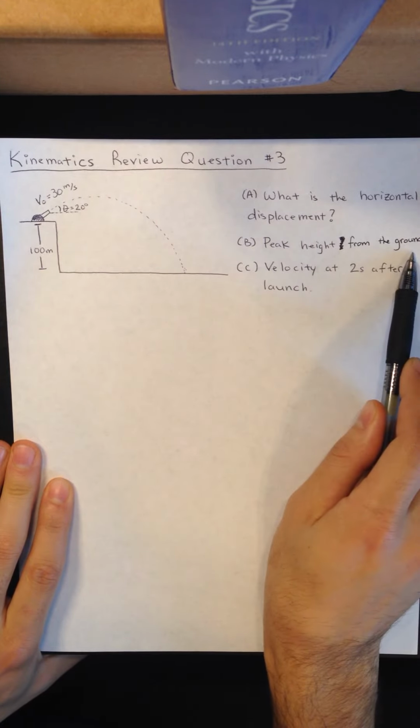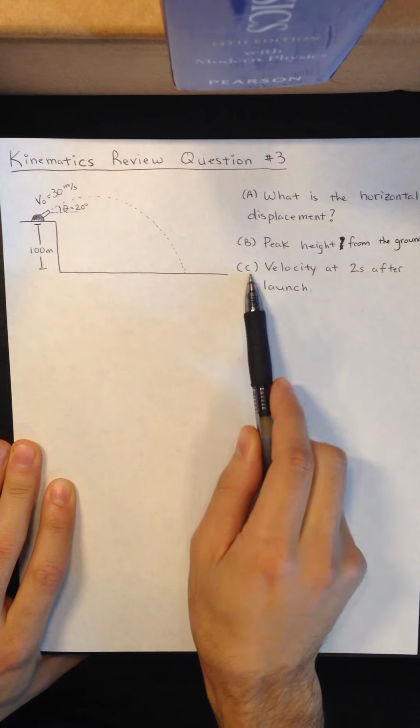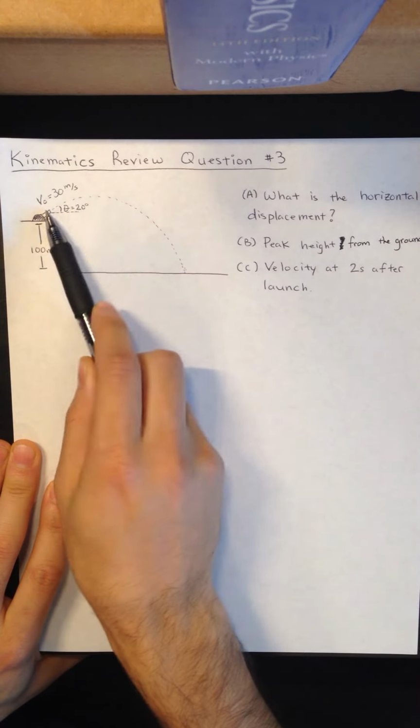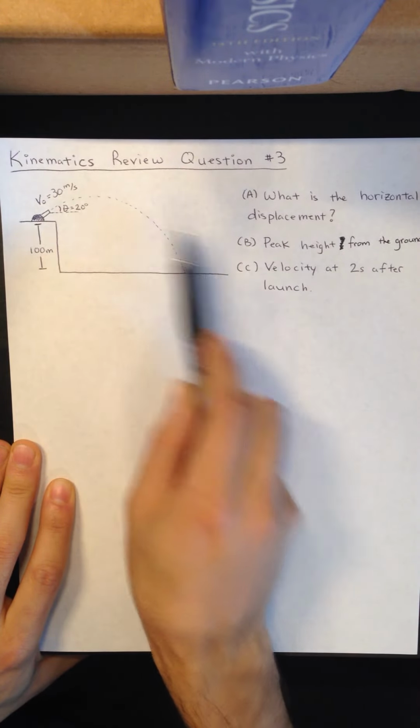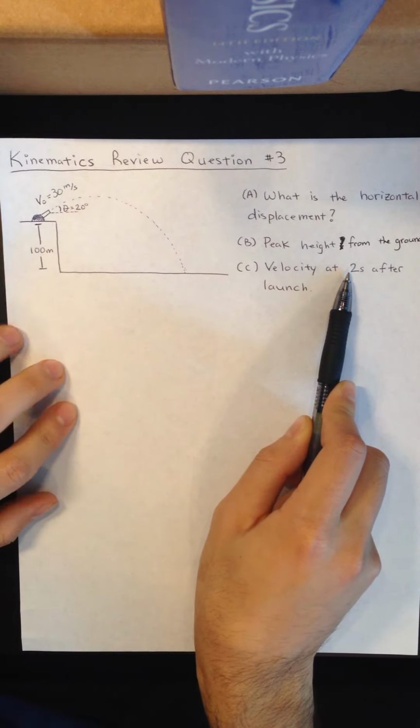What's the peak height from the ground? So what's the highest point that it reaches? And what's its velocity at 2 seconds? So wherever this ball is, how fast is it going at 2 seconds? Alright, so let's look at this.